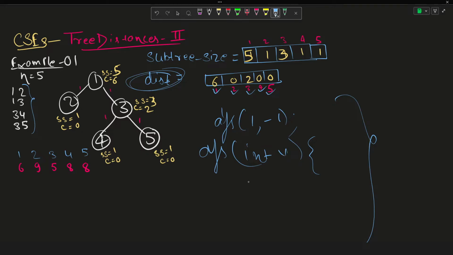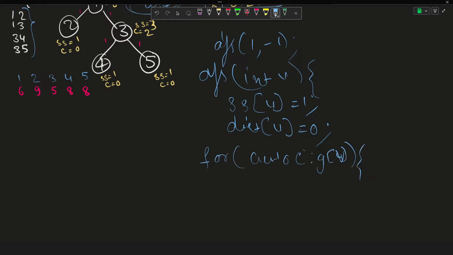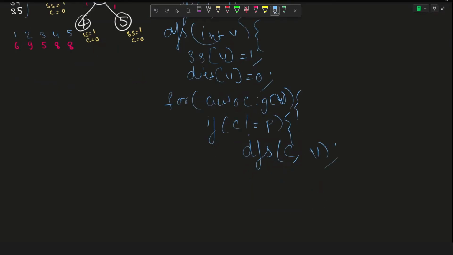Suppose V is the current node, so I will set subtree size for this V equal to 1 every time, and the distance for this V equal to 0. Meanwhile, we will be visiting its children. So suppose C is the child now, and I will just say if C is not equal to parent. So we know that this is how we do a DFS in a tree, right? We don't have to use a visited array, instead we just use a parent. So if C is not equal to parent, then we can again call our DFS function from this child node, and this time the parent of this child node would be the node that we just came from, that is V. So this.